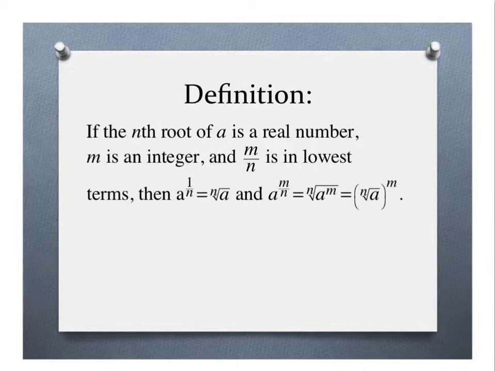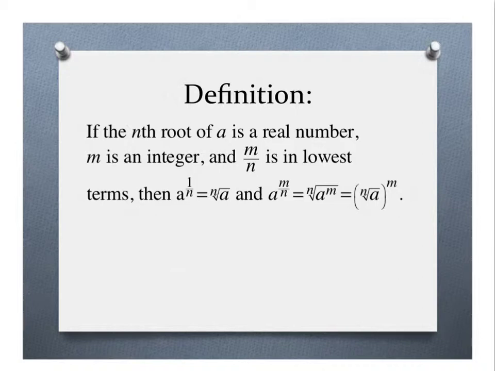Okay, if the nth root of a is a real number, and m is an integer, and m over n is in lowest terms, so there's three stipulations there. The nth root of a is a real number, m is an integer, and m over n is in lowest terms. Then a to the 1 over n power is the same thing as the nth root of a. A to the 1 over n is the nth root of a.